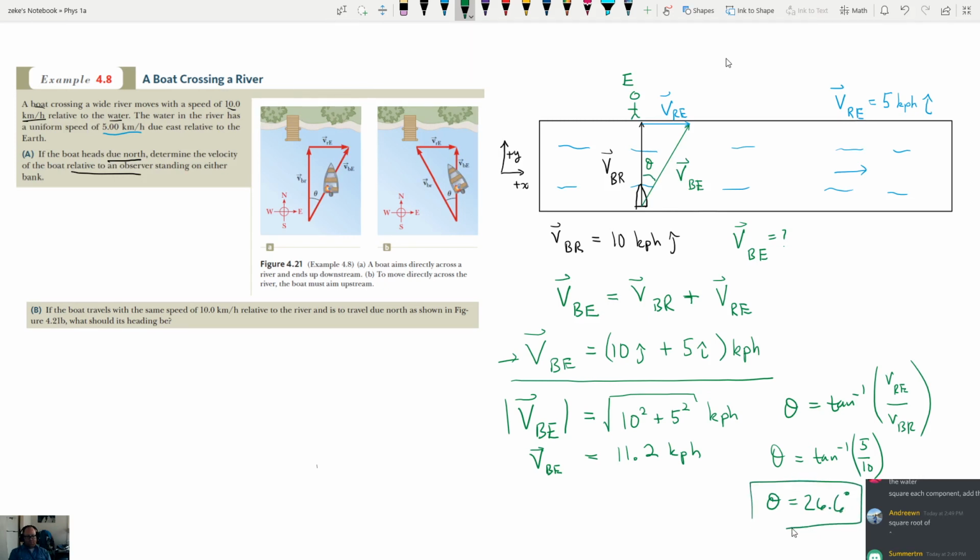Okay. So however you want to put your answer, this is magnitude and direction, or you can write it as a vector like this. Does anyone have any questions?